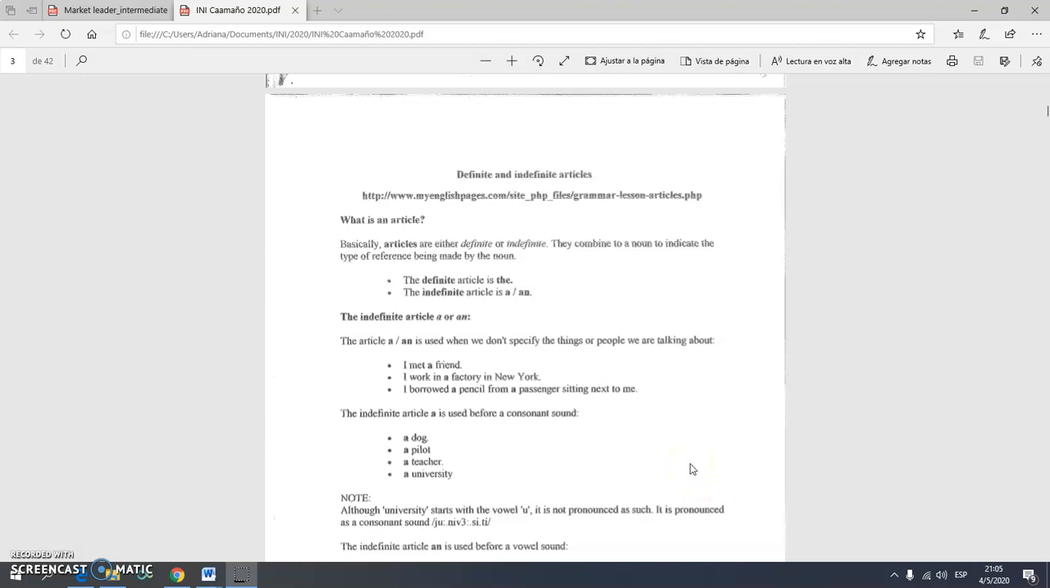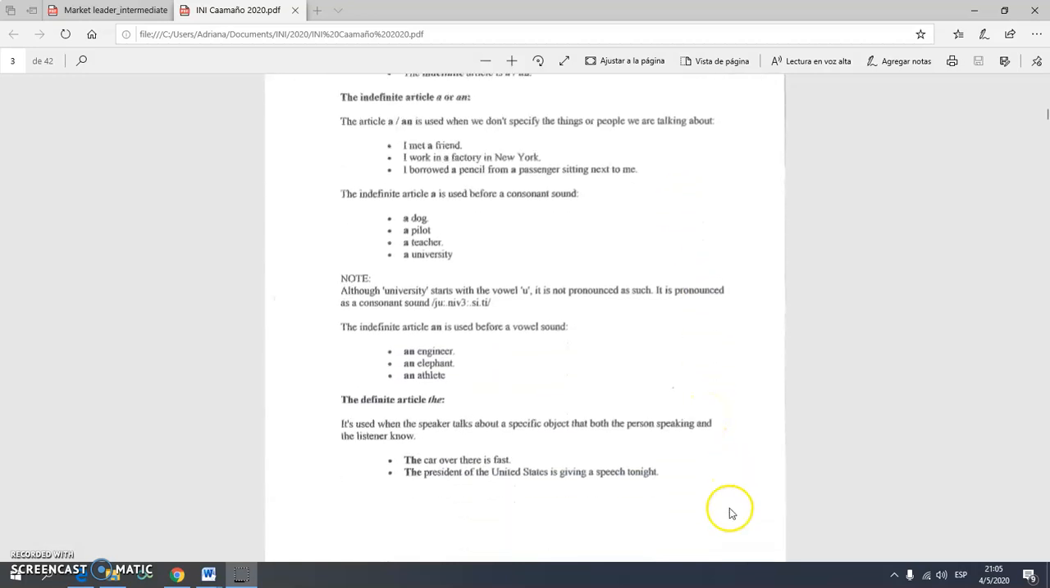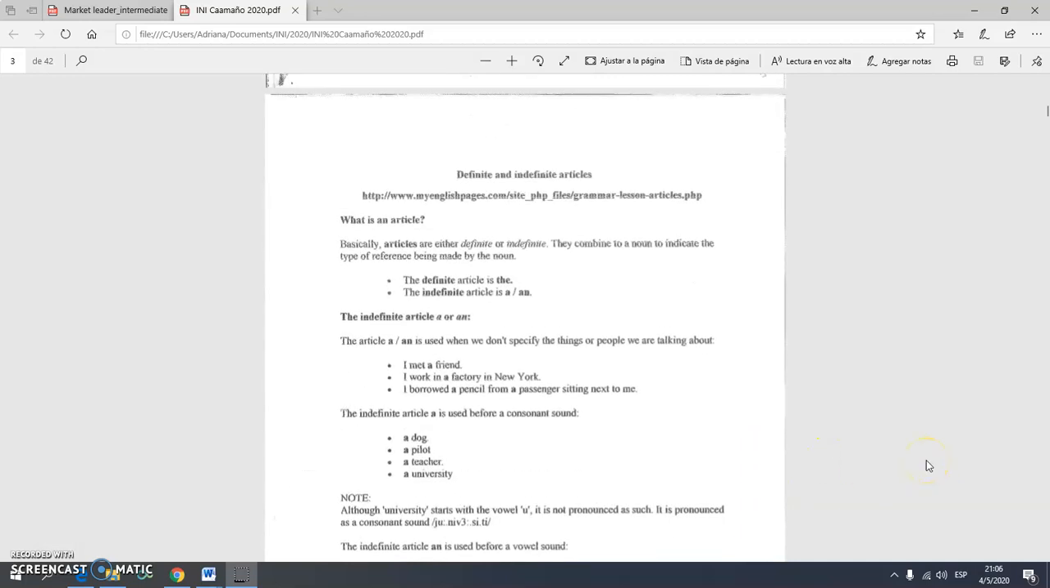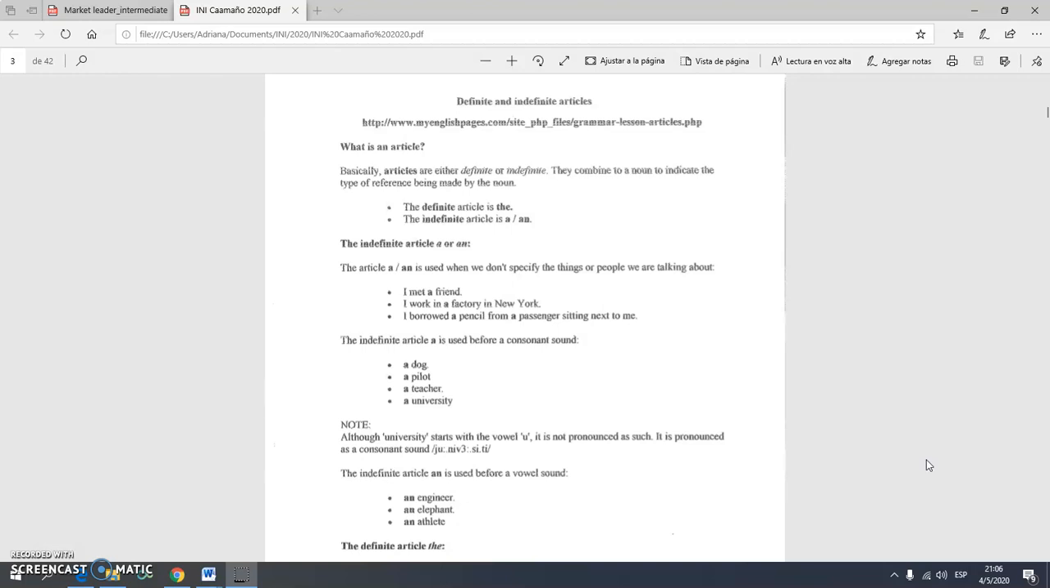This is our 8th week. And the idea is to start dealing with definite and indefinite articles. What you see here on the screen is our booklet. I'm on page 2 of our booklet. And as you can see, here you have explanations on the use of the definite and the indefinite articles.